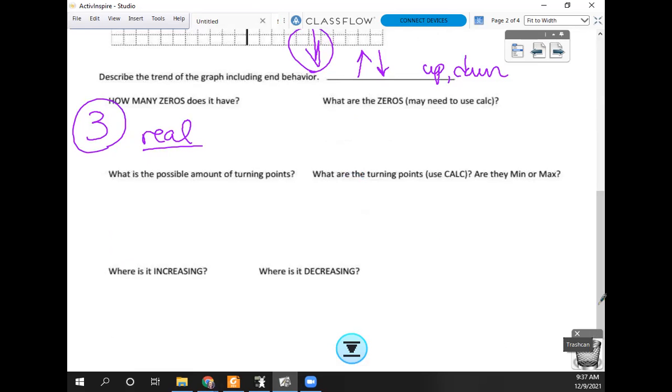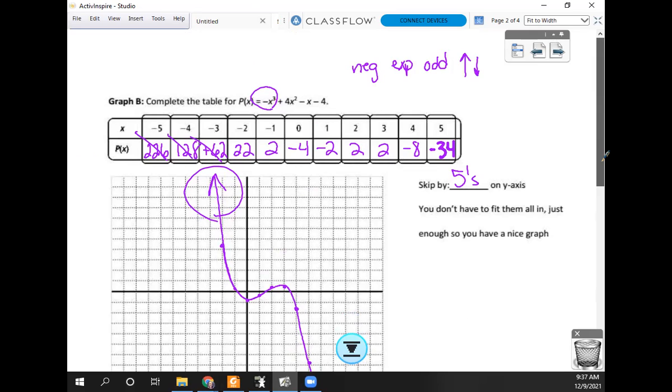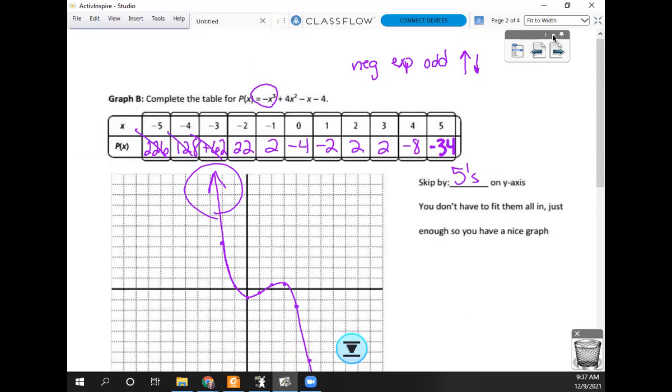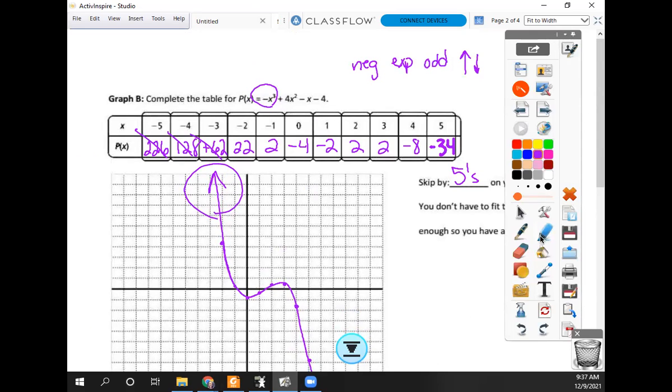So what are the zeros? We actually on this one, let's see. Are they apparent? No. Now you might say, what do you mean, are they apparent? Let me try to grab the highlighter here. Are any of these numbers 0? No, that means they're not like obvious zeros.